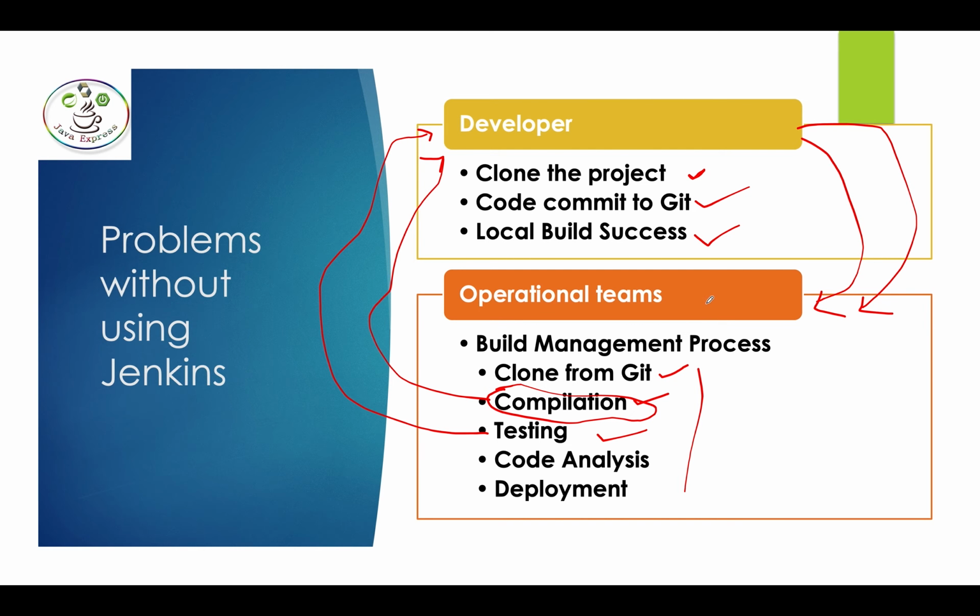Again operations will clone the project, compile, test, and do code analysis. If there are any warnings, errors, bugs or unused statements, you can find them by using SonarQube for this code analysis. And finally, if everything is good, then we'll go for the deployment. If you don't use Jenkins, these are all the steps.